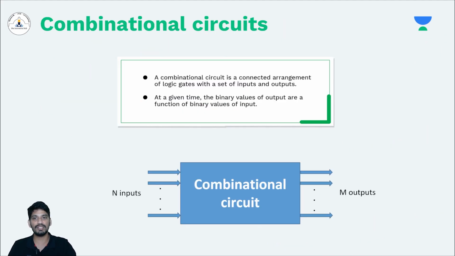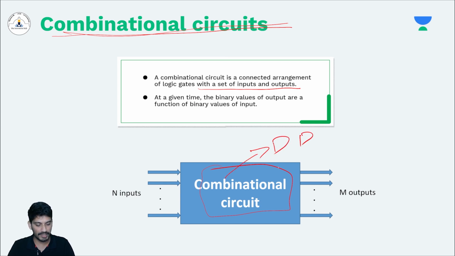Once you are familiar with these things, we will move to some advanced topics like combinational circuits. Combinational circuits are nothing but a connected arrangement of logic gates with a set of inputs and outputs. So what is there in combinational circuits? There are simple logic gates that are arranged in a fashion to give you the output that you desire. There is no memory element, so that's why these are called combinational circuits. If a memory element is there, then we'll call them sequential circuits. We'll see that in future.